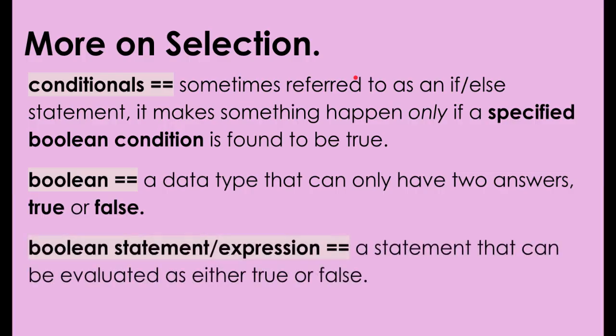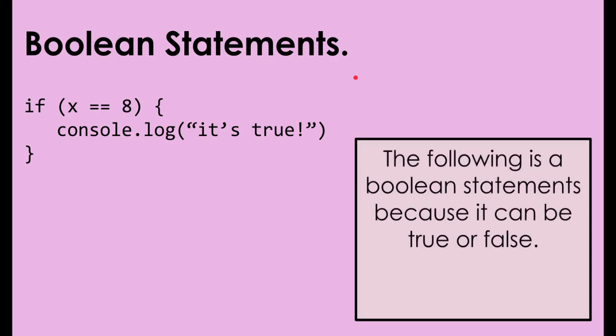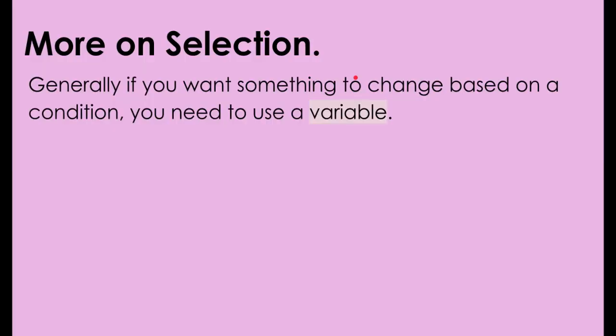A Boolean statement or expression is a statement that can be evaluated as true or false. So if I said to you, Ms. Schumann is tall, the answer for that would be false because that's not a true statement. If x is 8, console.log, it's true. The following is a Boolean statement because it can be true or false. X equals 8. Generally, if you want something to change based on a condition, you need to use a variable.